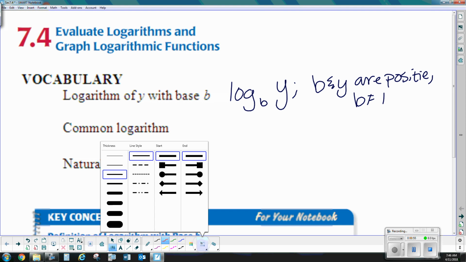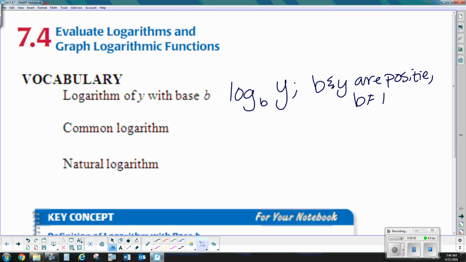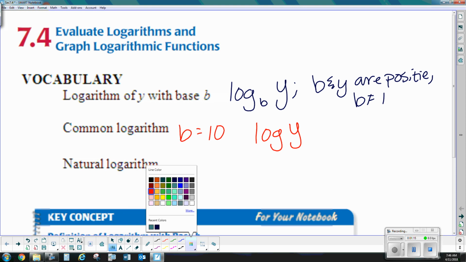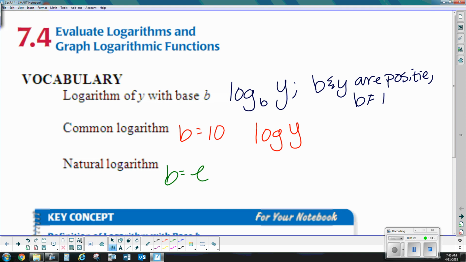The second vocab term, common logarithm, is a logarithm with base 10. So base is 10. And you'll see this written just as log of y. And then the natural logarithm is a logarithm with base e. Remember, e is that constant term that we talked about last lesson. And you'll see this written as ln of some number.